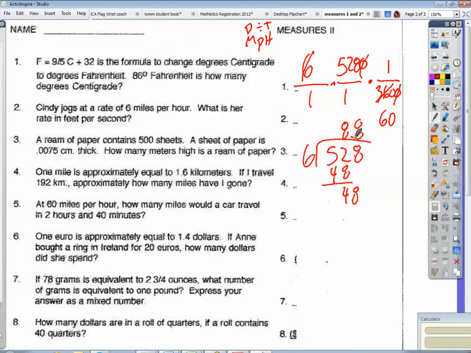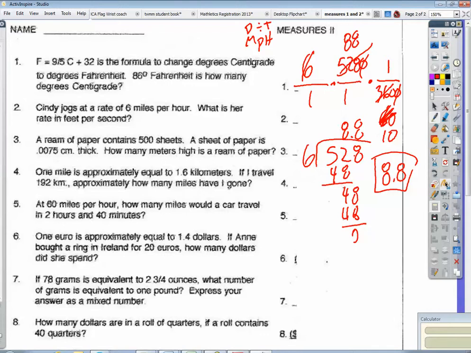So we have 8.8, right? Sorry, we have 88, I'm sorry. I don't know where that dot came from. So there's our 0. So we divide both sides by 6, so here's 10, and this is 88, right? So 88 divided by 10 is going to be 8.8 feet per second. It's just about reducing as quickly as possible.